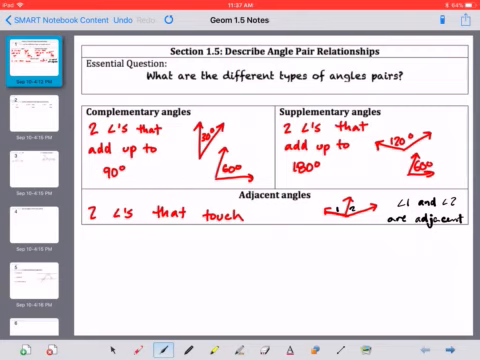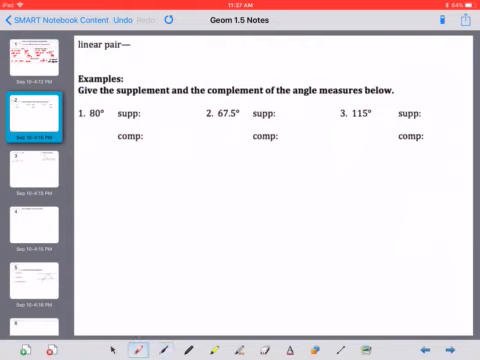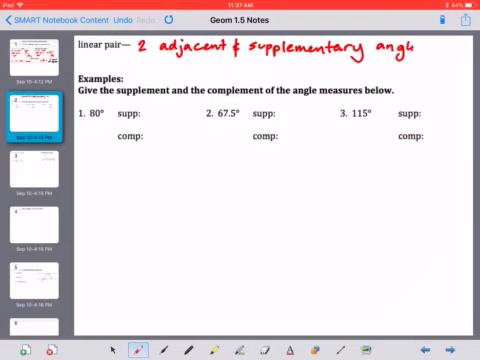Okay, let's look at one more definition here. A linear pair has to meet two things. So it's two adjacent angles, and they're also supplementary. So it's two adjacent and supplementary angles. There are two angles that make a line, you could think of it as. So right here, if you have a line and then a ray coming off of that, this angle 1 and angle 2 would form a linear pair.